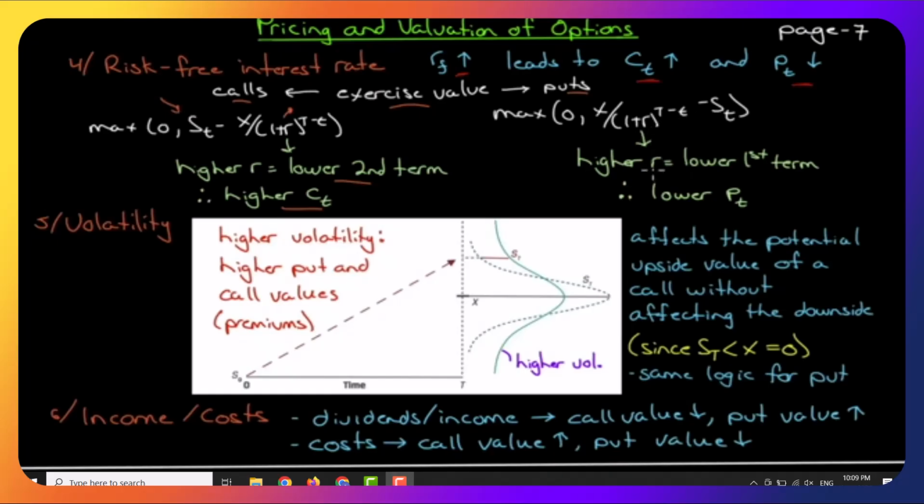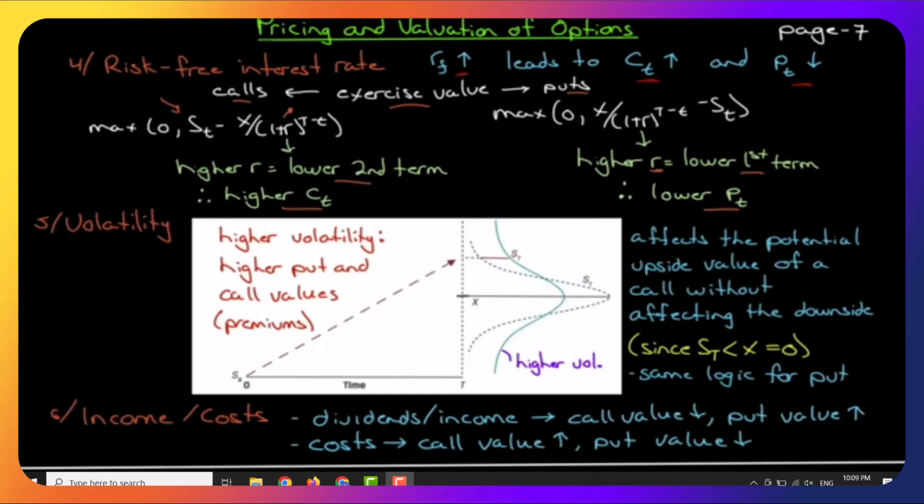For the put, if you have a higher interest rate here, you will have a lower first term. If you have a lower first term minus ST, the difference between this decreases, you will have a lower put price. And you just reverse that for a drop in the interest rate.